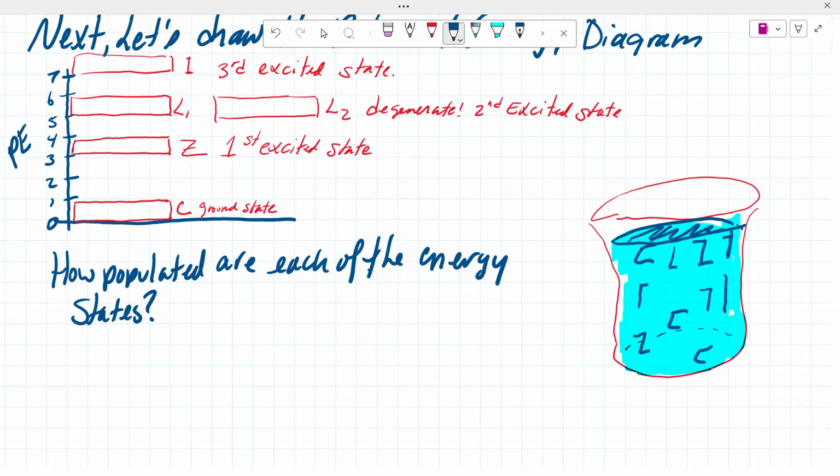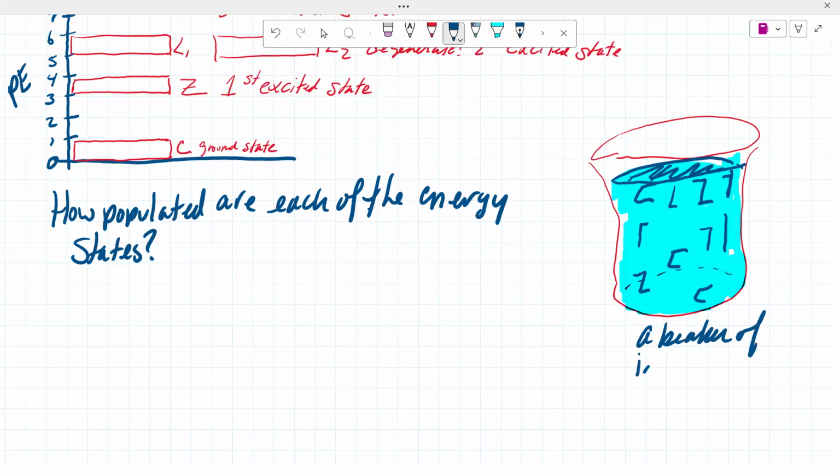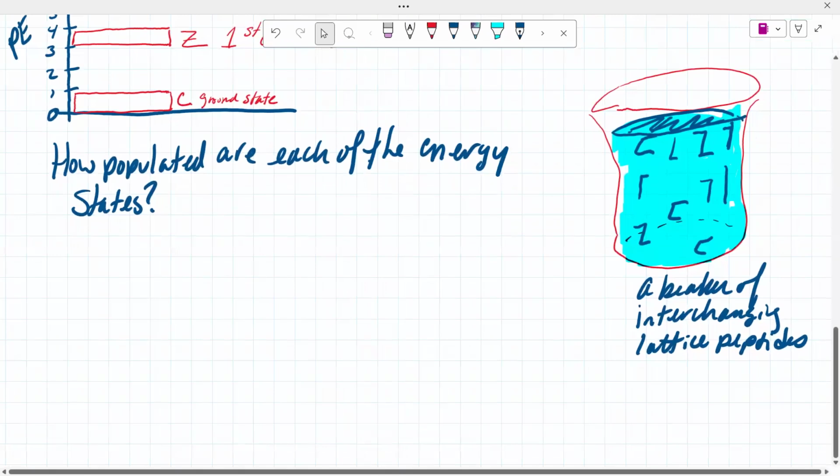So this is what we would like to do. Intuitively, we can say that the lower the energy, the more stable or the more probable it is going to be. And here's a beaker of lattice peptides interchanging. This could also be thought of as an ensemble of them with many replicates, or it could be one system over time. You could really look at it in any of these ways. Can this be quantitated? Yes, but the quantitation is probabilistic.